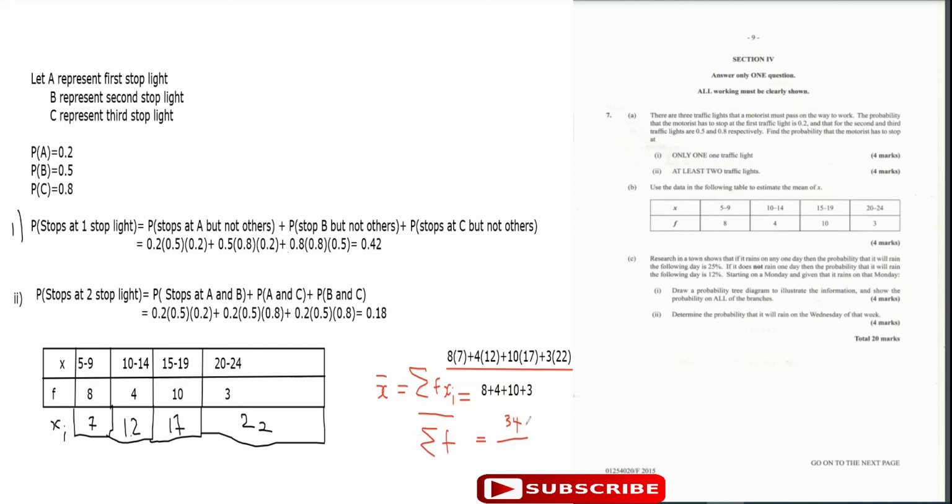340 divided by 8 plus 4 plus 10 plus 3, that's 25. So 340 divided by 25, nice and easy, which is 13.6. And so that's the mean, 13.6.